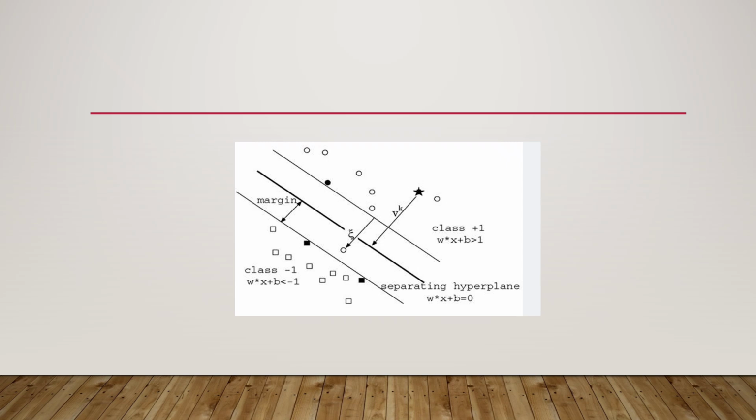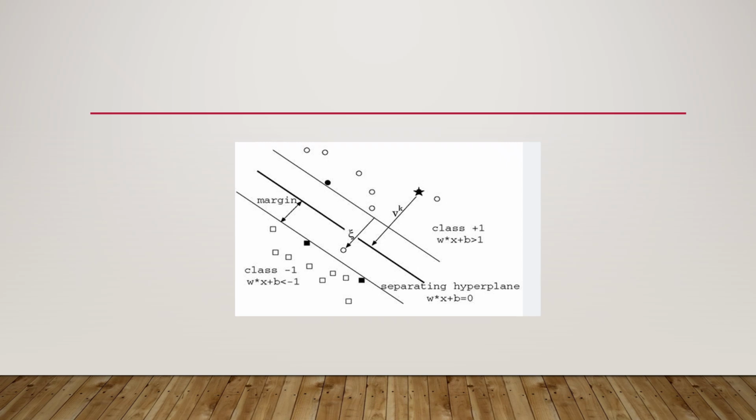So while drawing the margins, this is what happens. For any line belonging to one classification, the hyperplane equation is given such that w into x plus b. If the value of w into x plus b is greater than 1, then it belongs to class 1, which is the positive class, and if this equation is less than minus 1, it belongs to the negative class.